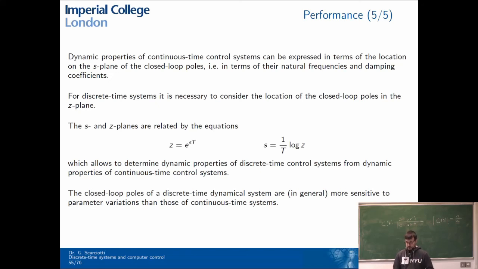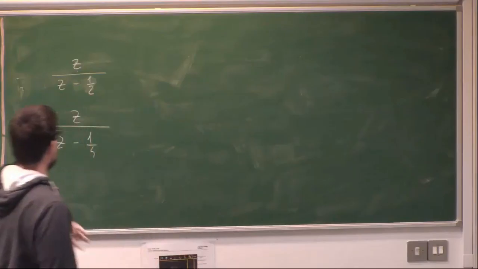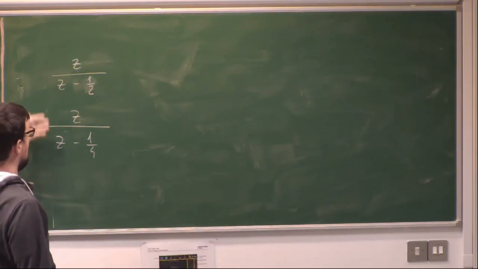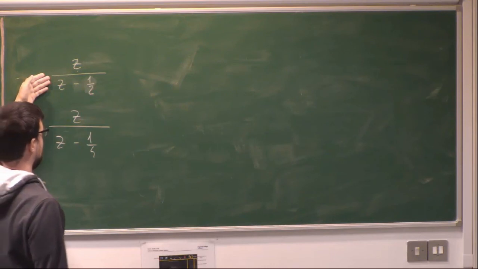of the system. The reason is that the relation between the S-plane and the Z-plane is given by this expression, and we see that there is the sampling time appearing over here or over here. Okay? So this means that the sampling time has an important role in determining the dynamic properties of the system. To understand better what I mean, let's look at this example. Okay, so here we have two transfer functions. The pole of this transfer function is 1 over 2.